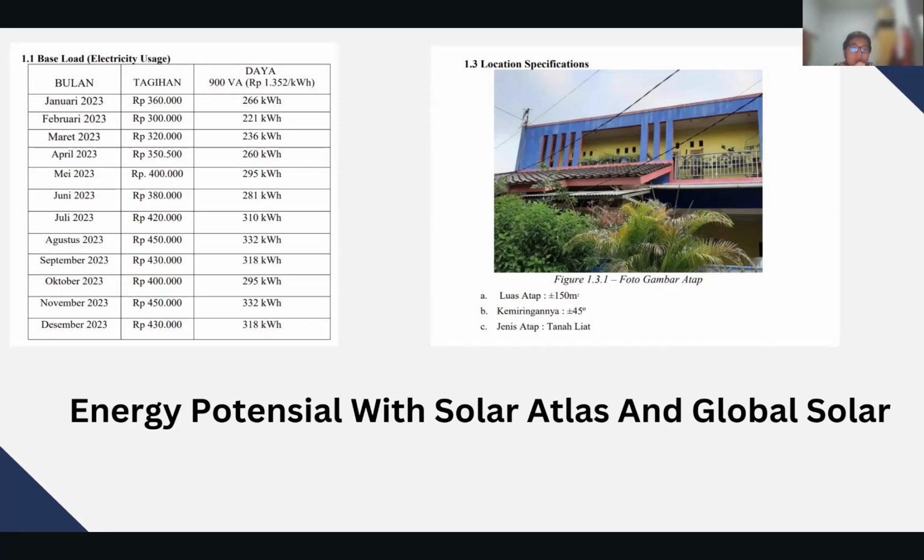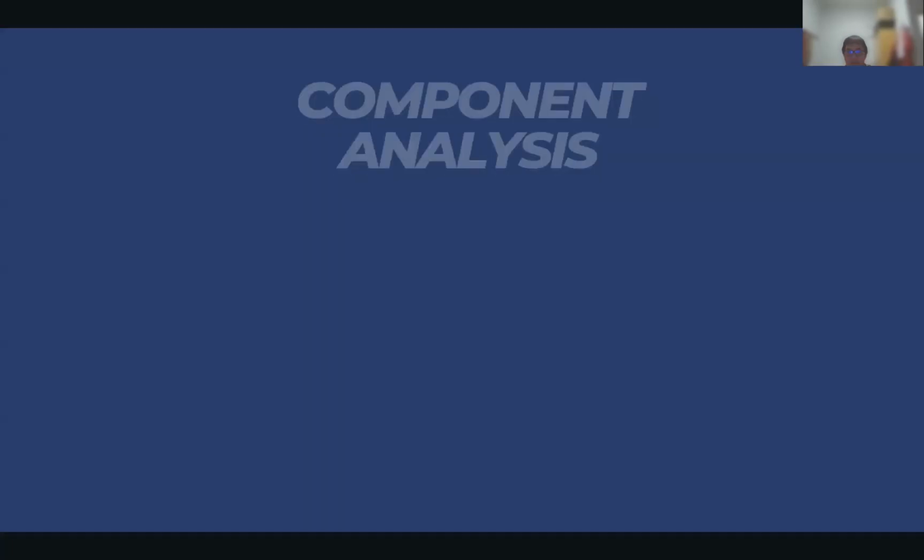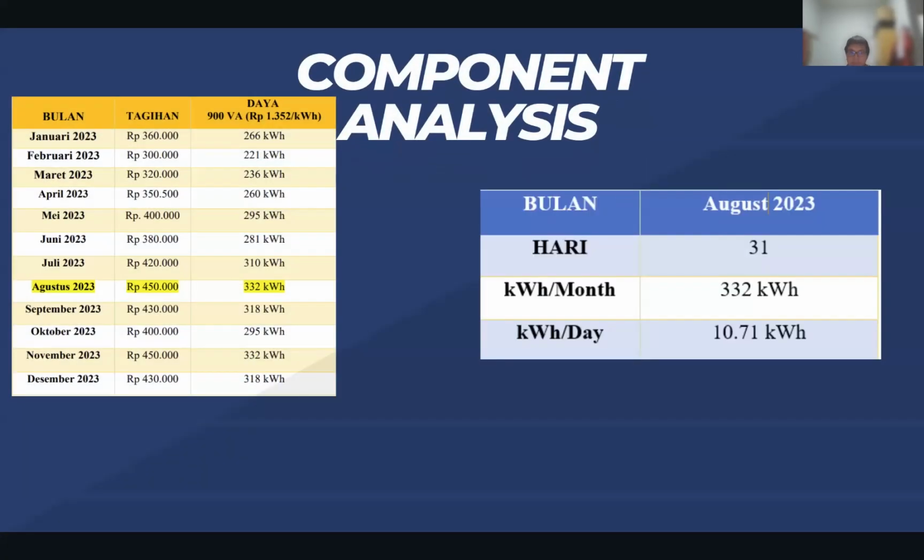After you've done that, you have to know the energy potential with the solar atlas and global solar to know the PV and irradiation at your city. In this, my parents' home is in Depok, so I'm using Depok as the city in solar atlas and global solar. After you've done that, you have to know the component analysis.